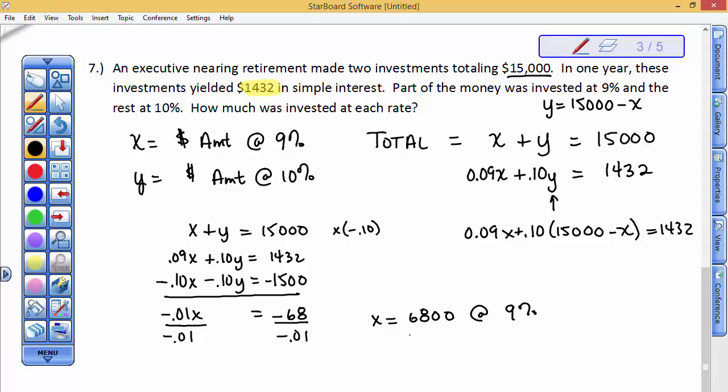Since there's a total of $15,000, Y would be $8,200 at the 10% account, and you could check these numbers in this equation. Let's see, I want to keep this kind of to a minimum. Let's skip number 1.